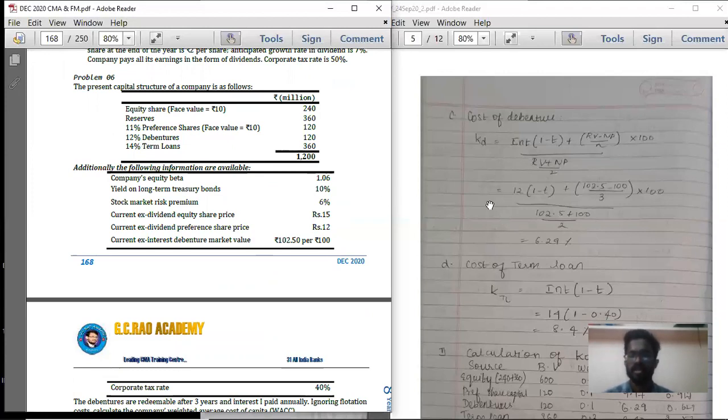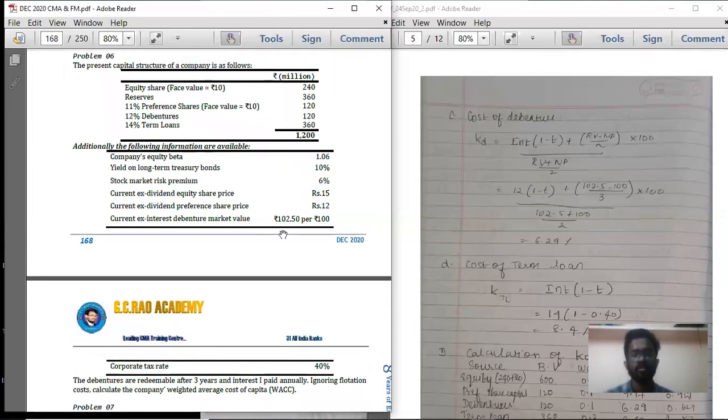So interest is 100 into 12%, that is 12, within bracket 1 minus what is the tax rate? 0.4. So 1 minus 0.4 within bracket plus what is the redemption value? 102.5. Net proceeds is 100. There is no floating cost. You are going to redeem at 102.5, net proceeds is 100 rupees. So within bracket 102.5 minus 100 divided by 3, because it is 3-year redeemable debentures, close the bracket, whole divided by 102.5 plus 100 divided by 2, into 100.